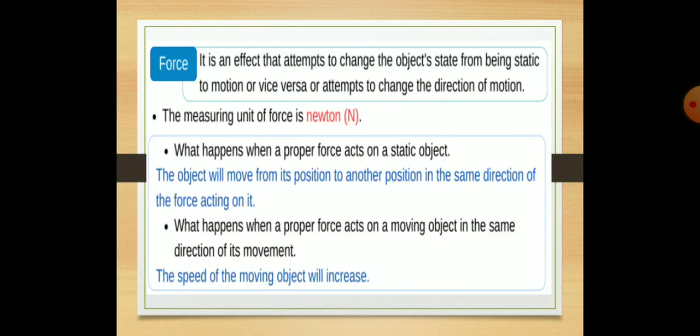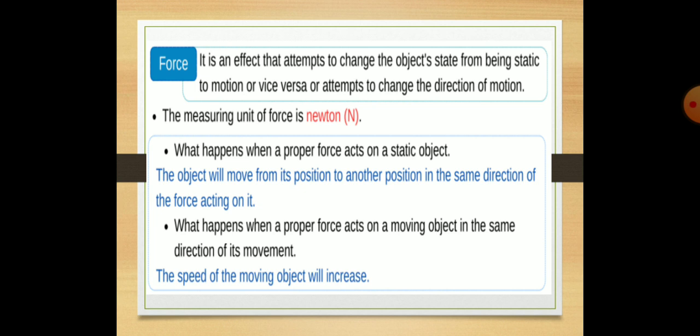Today we're going to talk about force. Force is an effect that attempts to change the object state from being static to motion or vice versa, or attempts to change the direction of motion. And the measuring unit of force is Newton.